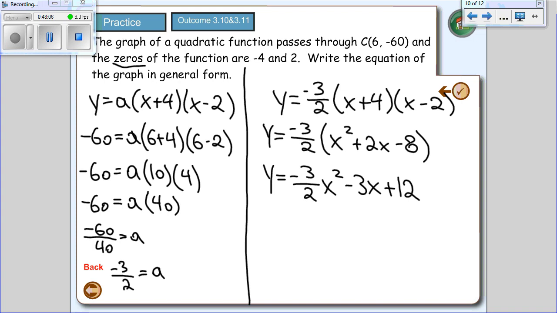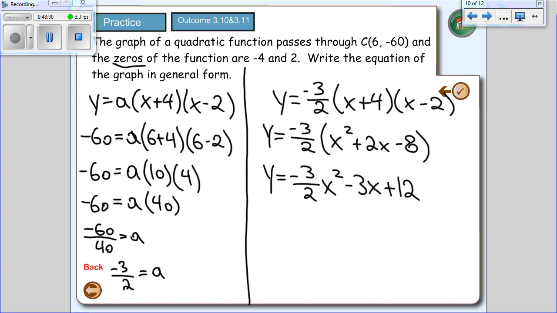6 plus 4 is 10. 6 minus 2 is 4. Multiply together is 40. Divide both sides by 40. I have -60 divided by 40 equals a. Calculator, math frac, a is equal to -3/2. If you use -1.5, you're good. You're all right. Okay, bring it back up here.